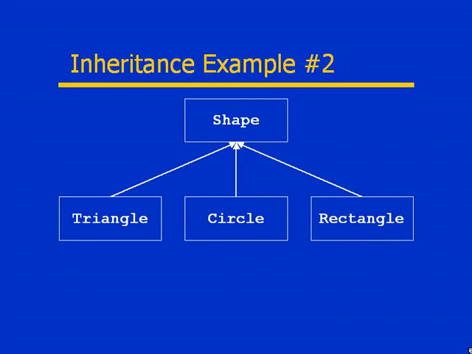Shown here is a class hierarchy of basic shapes. This class hierarchy begins with a base class shape. Extending from shape is several different types of shapes. Here I have a triangle class to represent triangles, a circle class to represent circles, and a rectangle class to represent rectangles and also squares.